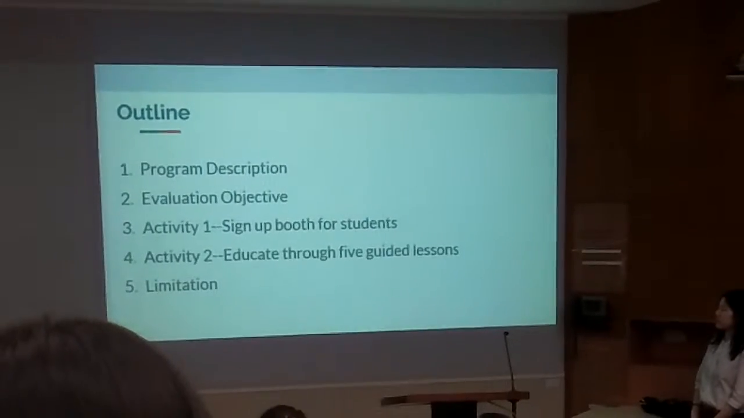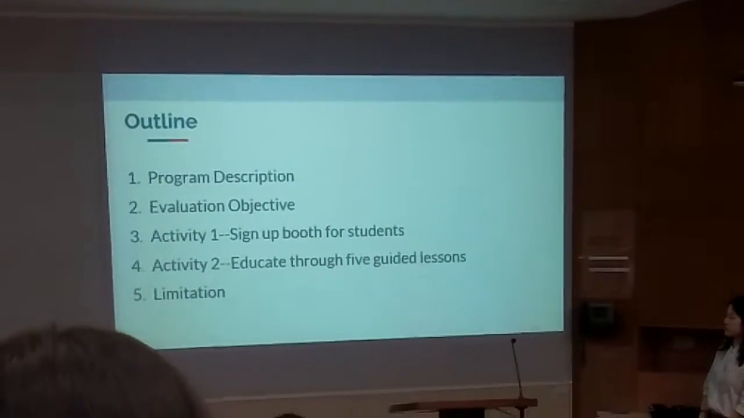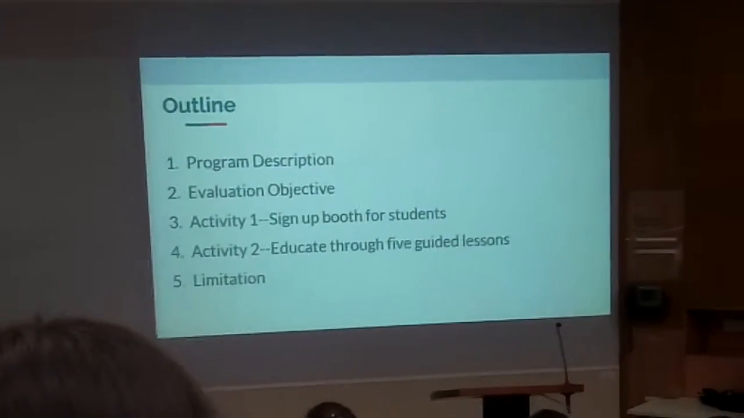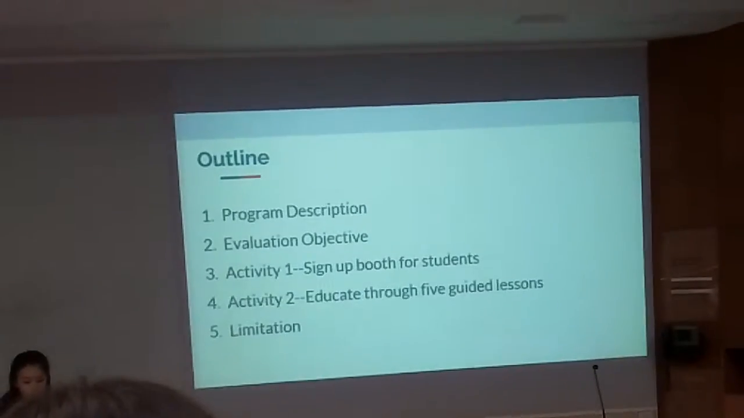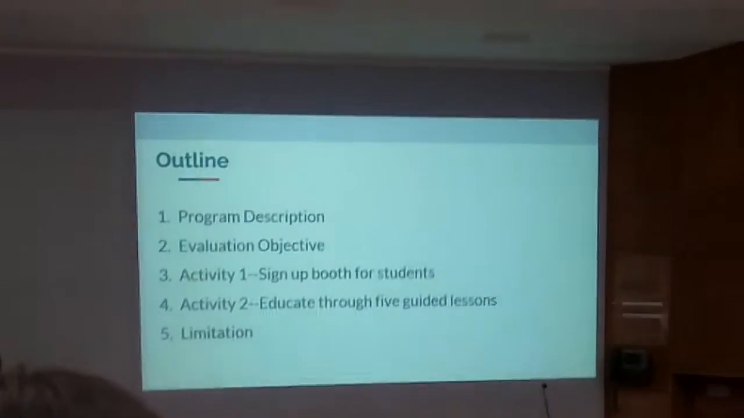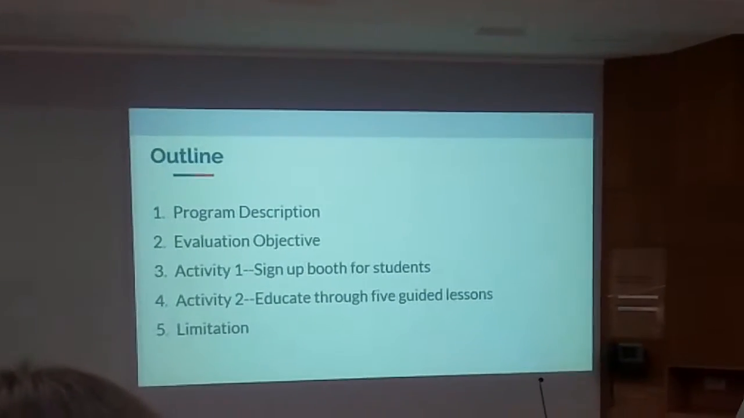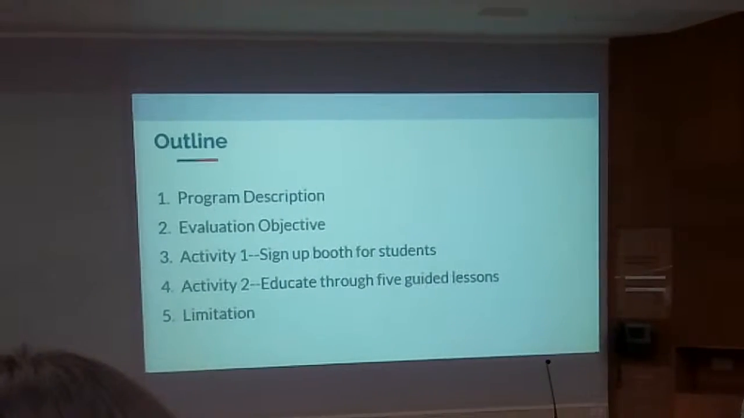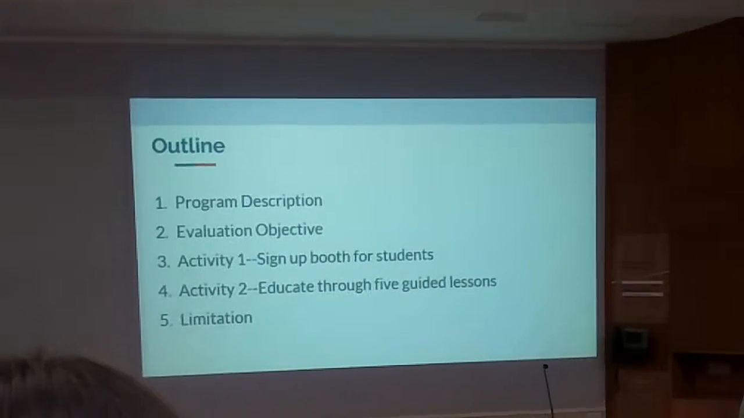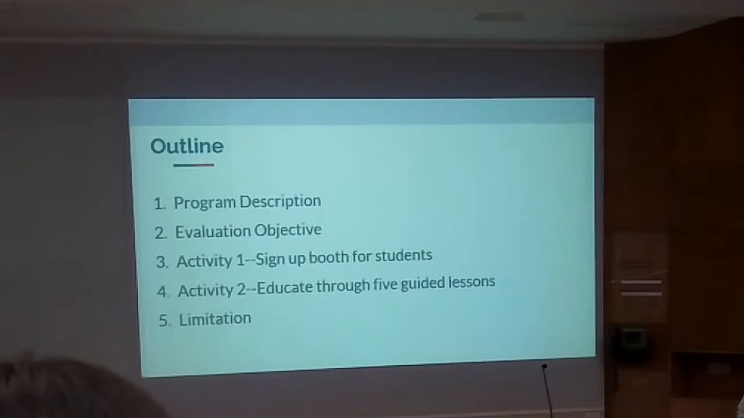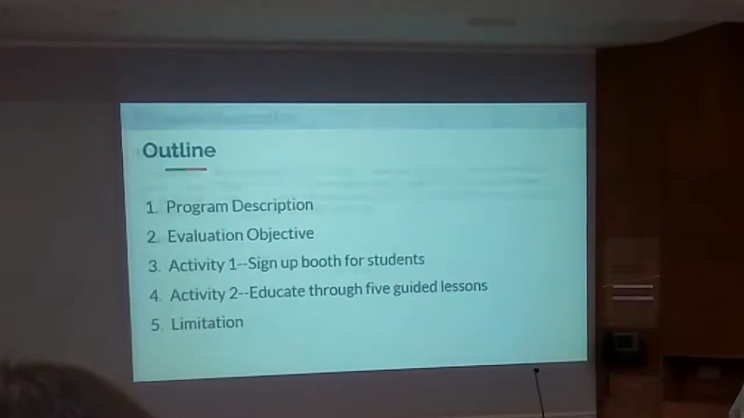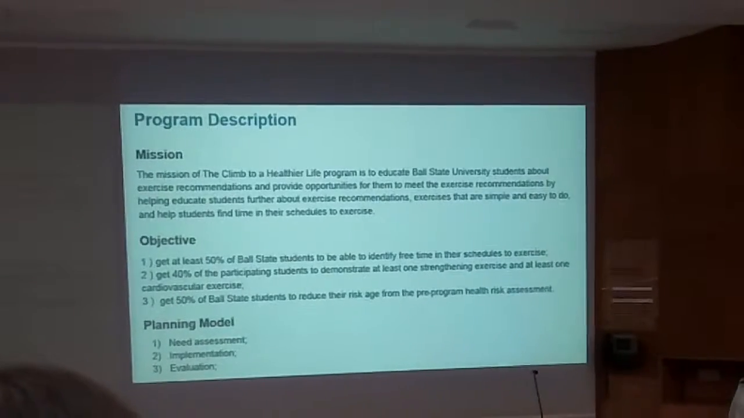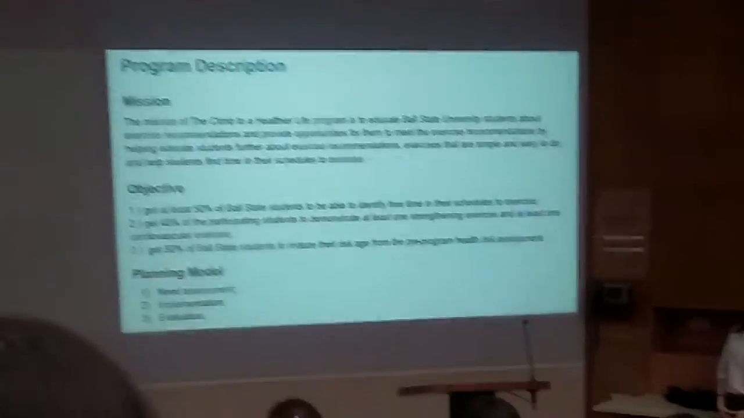First, we describe the program, and then we try to identify the evaluation objective. And then we choose two activities to evaluate. The first is sign up booths for students, and the second is educate through 5 guided lessons. And finally is the limitation. The first part is the program description.